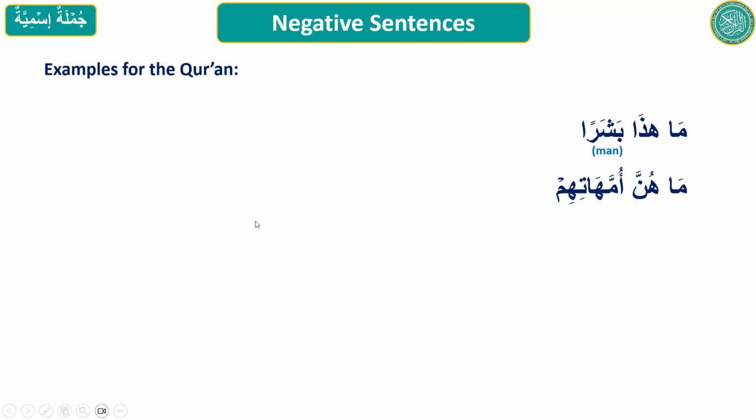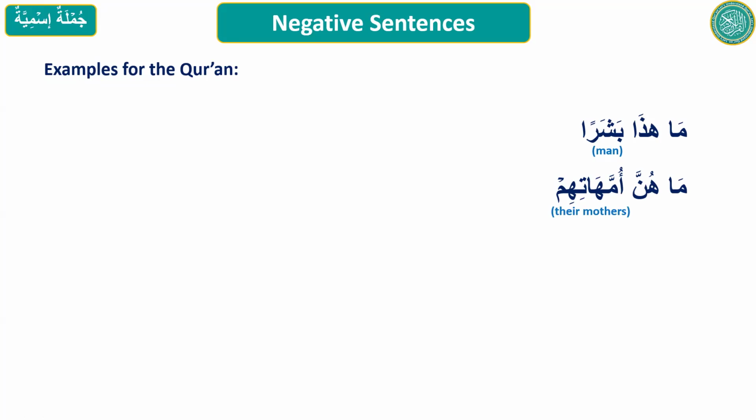Ma hunna ummahatihim. Anybody else? Any volunteer? Saad Iqbal, go ahead. I'll let you do it anyways. Go word by word. Ma is not, hunna is they in feminine, and ummahatihim is their mothers. Dear mothers, very good. Yeah. Translate it. So they are not their mothers.